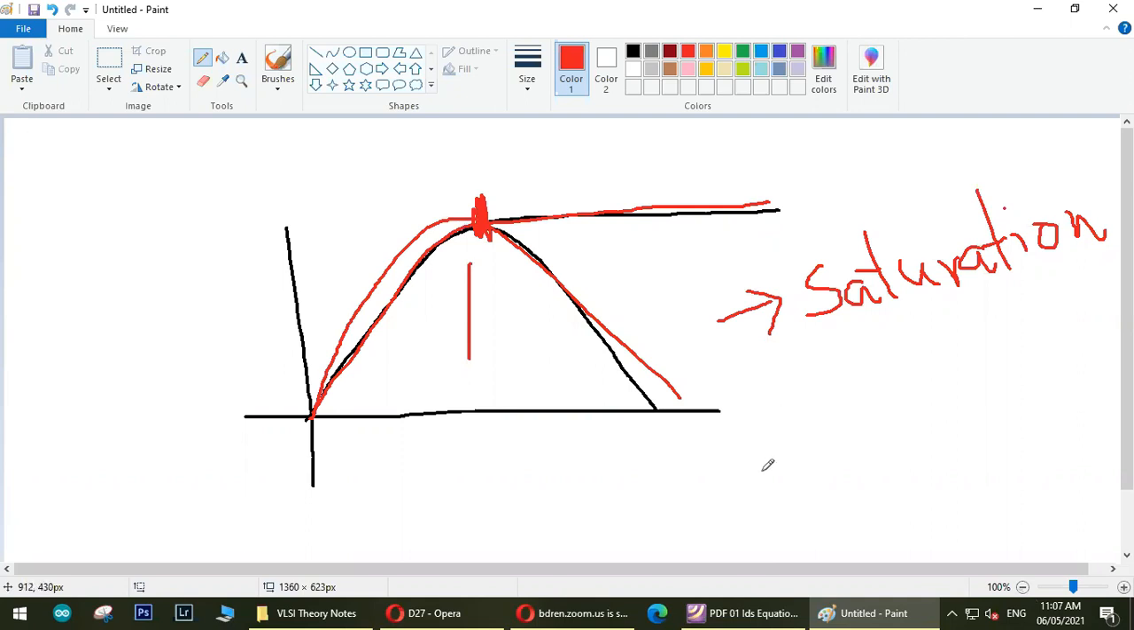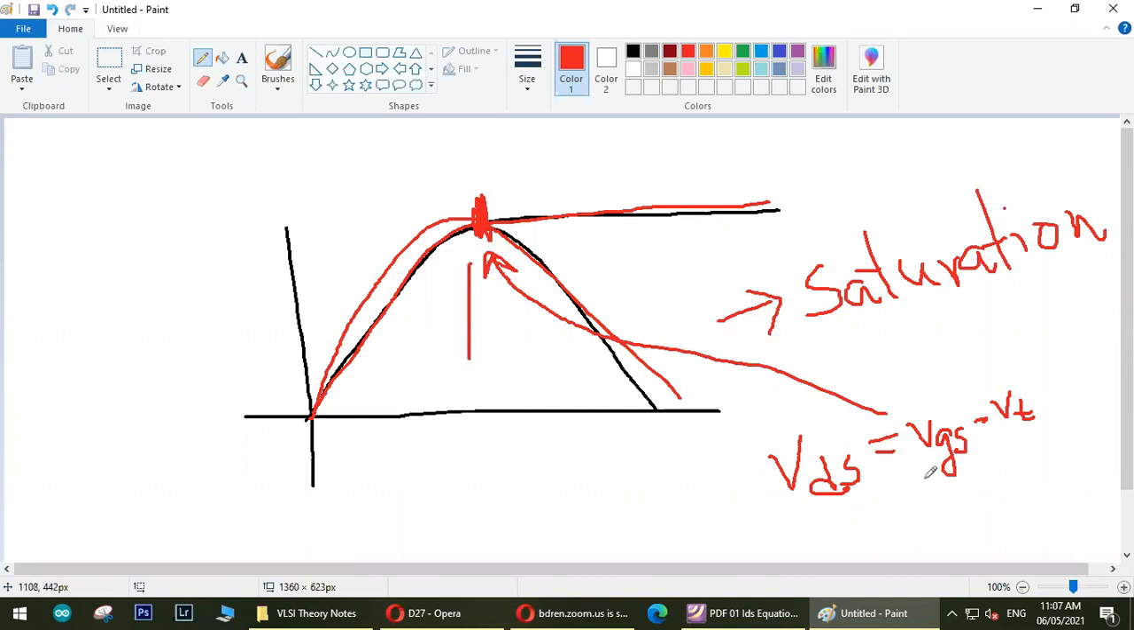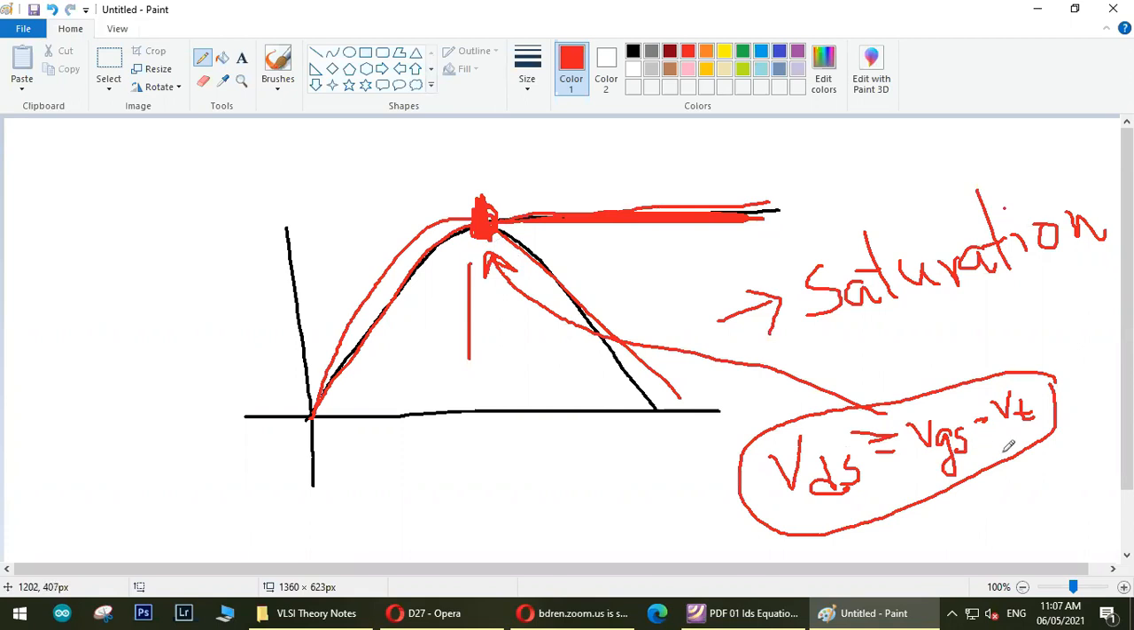So when the saturation occurs, we have seen that when your VDS is equal to VGS minus VT, that is the starting point of the saturation. That means this point. So when it is equal, this thing occurs. When it is more than that, you will have this line. Okay. So in our linear region equation, we will put this relation.